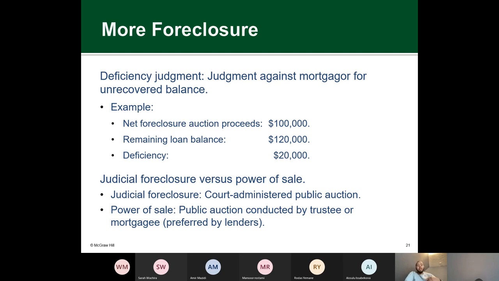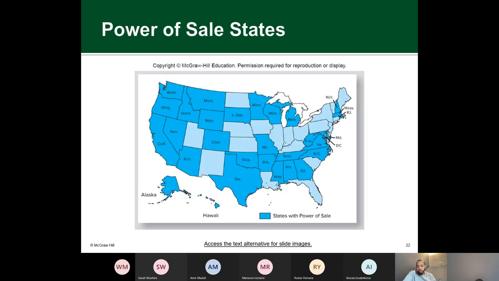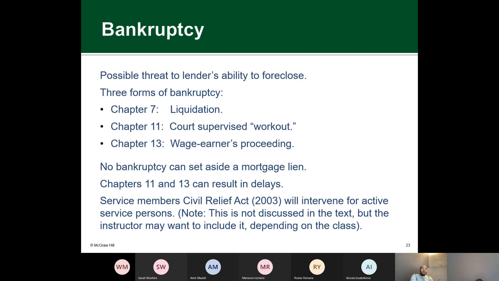Right. So in a foreclosure, a lot of these things go to courts. And the court helps determine or facilitates these sales so that everyone knows who gets paid out first once this property is done. And these are the states that actually allow for a power sale.